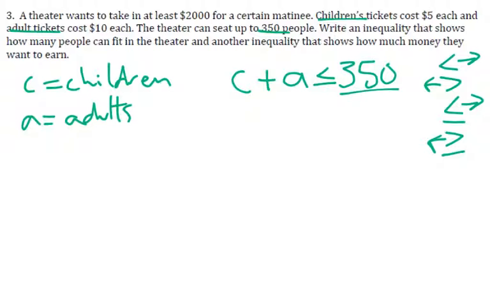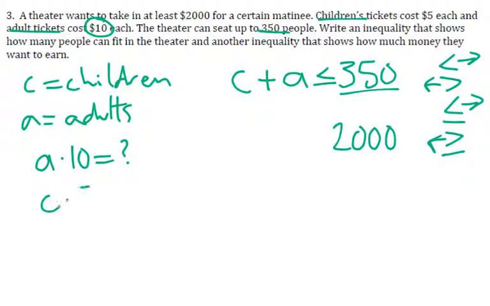Now, what about the money? Well, we know we want $2,000, right? At least $2,000. Okay? So, thinking about this, each adult ticket is $10. So if I take the number of adults and times it by 10, that's going to tell me how much we totally got for the adult tickets. Same with the children's. If I take children's and times it by 5, that'll tell me how much, and then I want to add those two together, right? So let's rewrite it like this. 5 times C plus 10 times A.